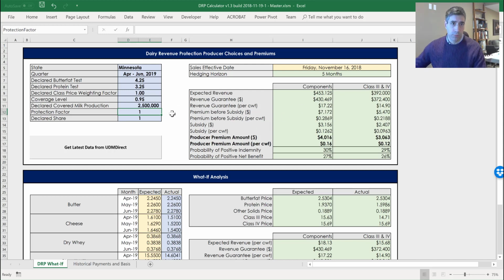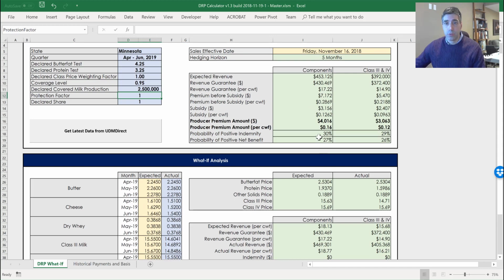As you can see from the components we have declared, this milk is a little bit richer than the standard class 3 milk, which is 3.5 butterfat, 2.99 protein. So it is only fair that protecting those higher components would cost a little bit more as well. One interesting facet should probably be the probability of positive indemnity. These are not historical probabilities. These are forward-looking probabilities.